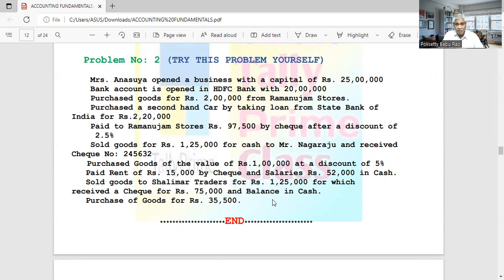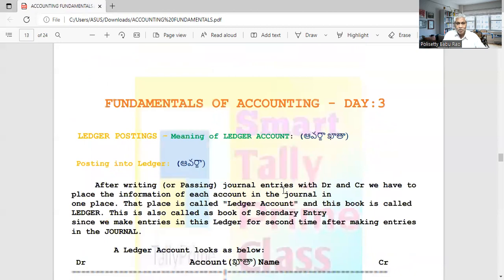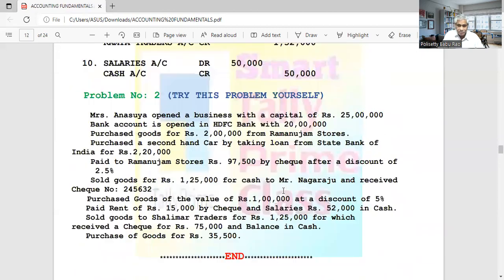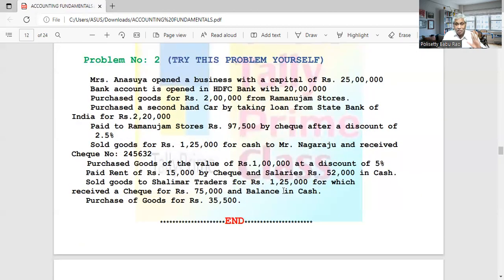Totally for these fundamentals, in every channel they give one or two videos. But I am giving for 6 days, totally 7, because the first day I divided into 2 parts. So totally 7 parts, 7 videos in Telugu and 7 videos in English. Tomorrow we will start day 3. Tomorrow day 3 I will start in Telugu, and then again we will start in English.